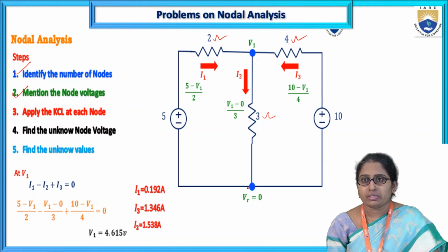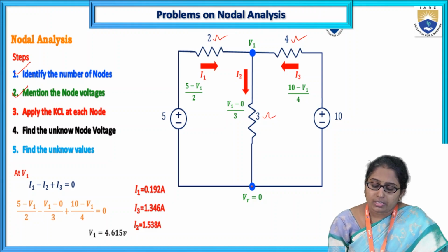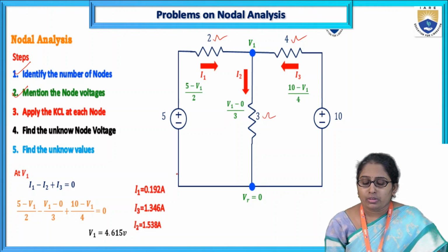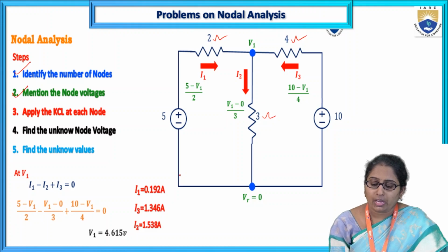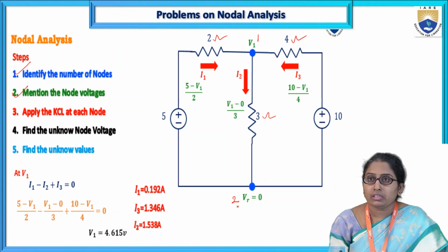More than two elements connected, because we can see clearly, that's why it is a node. Then this is not a node. So how many nodes? Only two nodes. This is 1, this is 2, right? Node 1, node 1, node 1, node 2.